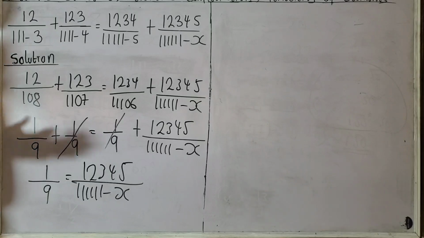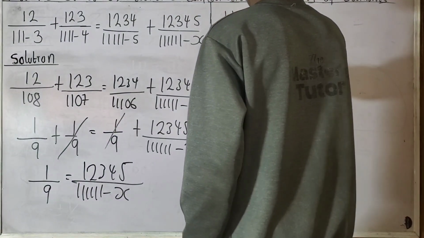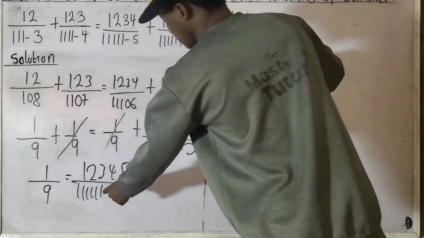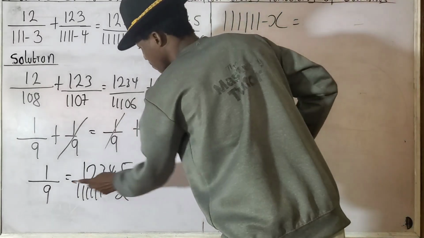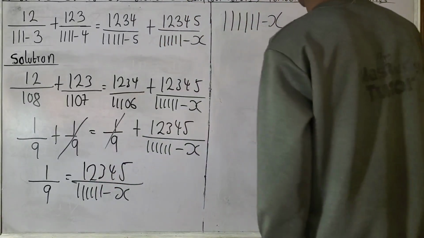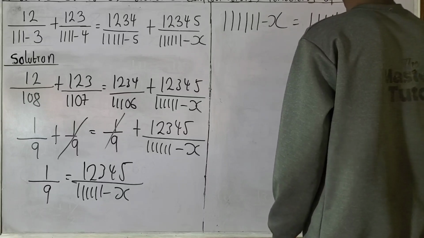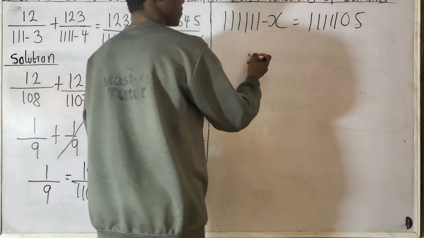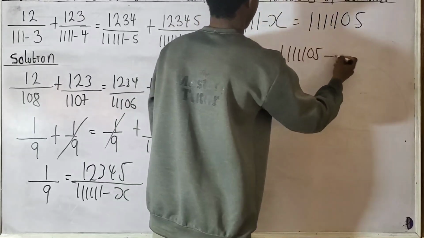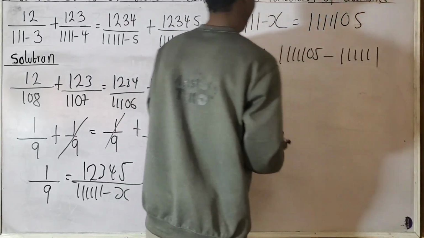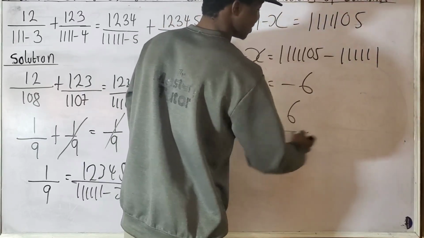Okay, when you get to this point, you're going to take the cross products. So we are going to have 1111, that is 6, minus x is equal to 9 multiplied by 12,345. That will give you 0.5. Okay, now to get the value of x, you're going to have negative x equals negative 6. X will be equal to 6, which is the final answer.